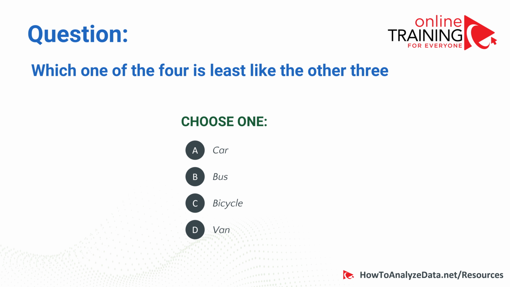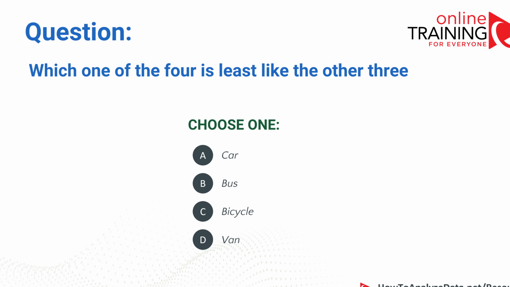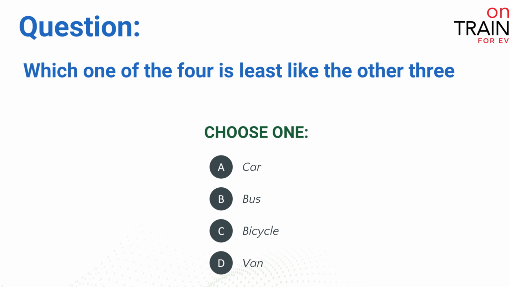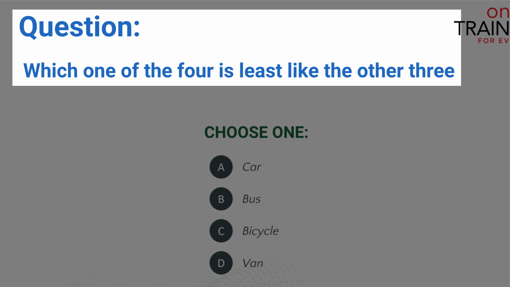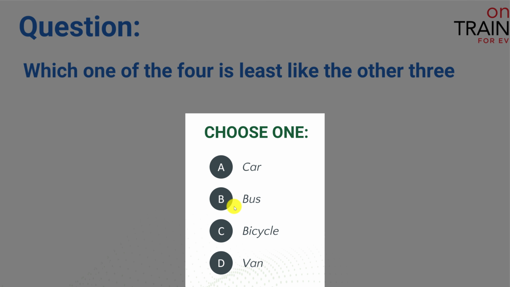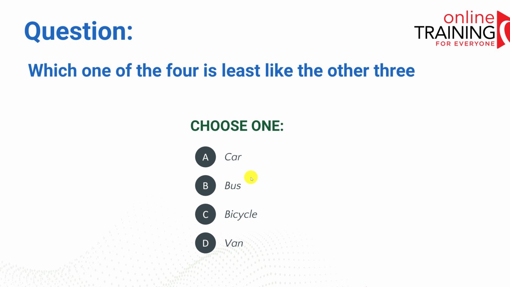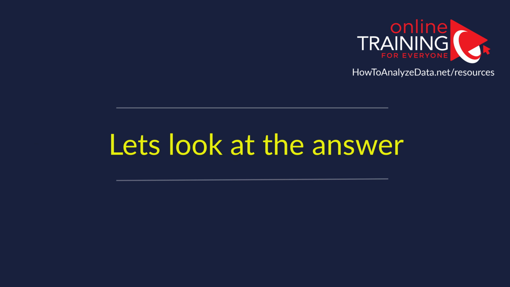Let's look at the question which tests your knowledge of logical reasoning, which is very frequently used as part of psychometric tests and aptitude tests. Which of the four is least like the other three? And you have four choices: car, bus, bicycle, and van. Multiple different options here. You can arrange all these items by size, by weight, or maybe by something else. Do you think you know the answer?